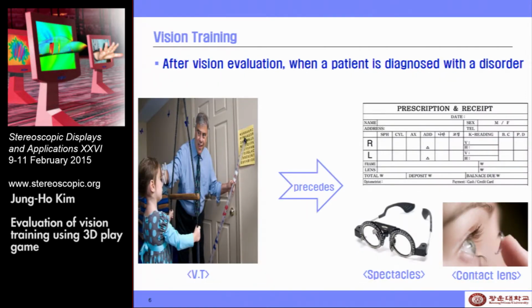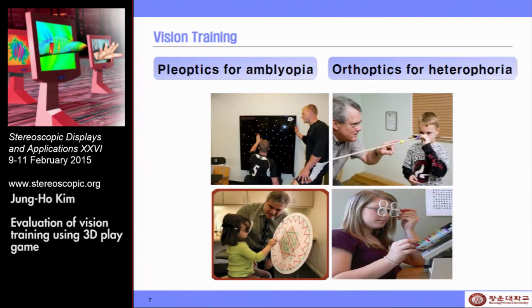After vision evaluation, when a patient is diagnosed with a disorder, vision training precedes optical treatment using spectacles, prism spectacles, and contact lenses. Vision training is divided into pleoptics for amblyopia, and orthoptics for heterophoria. After the presentation, I will show you some video about vision training and therapy.